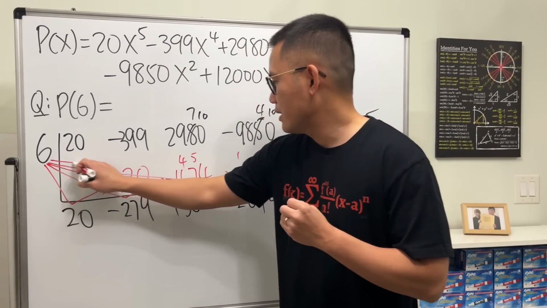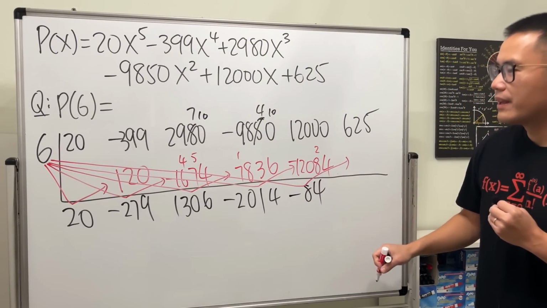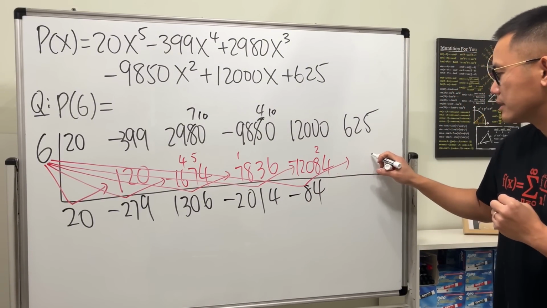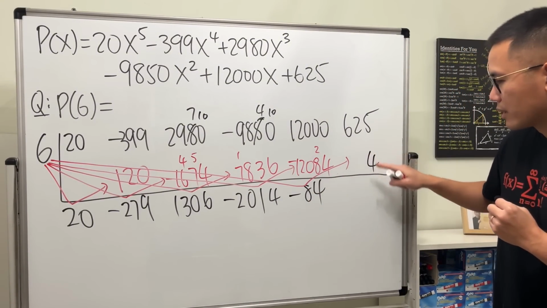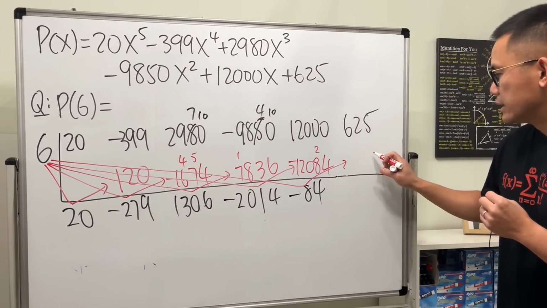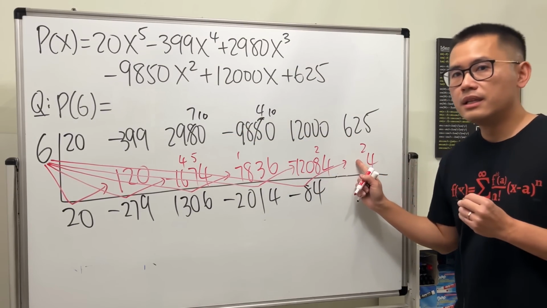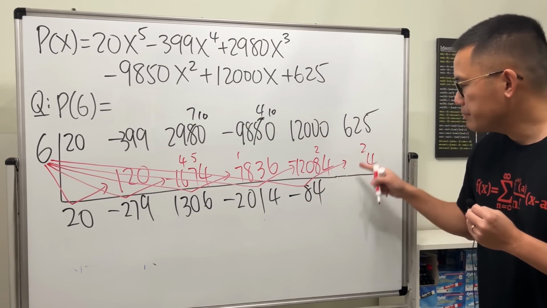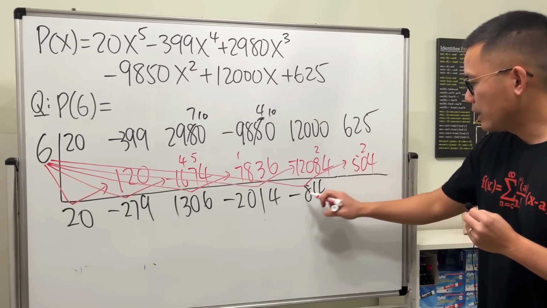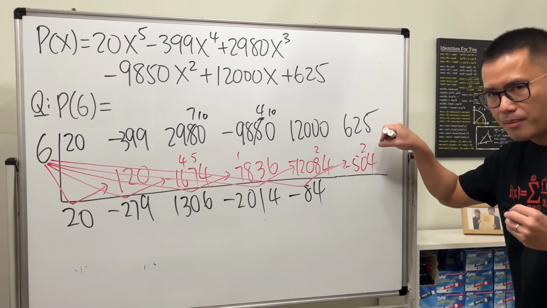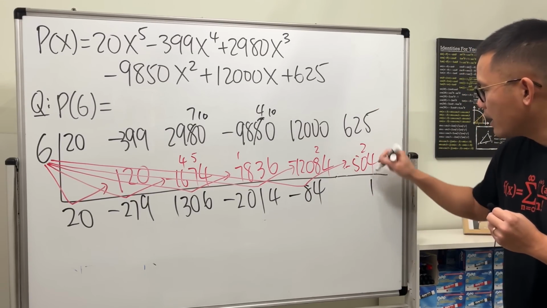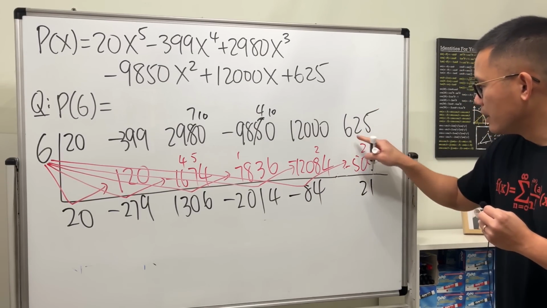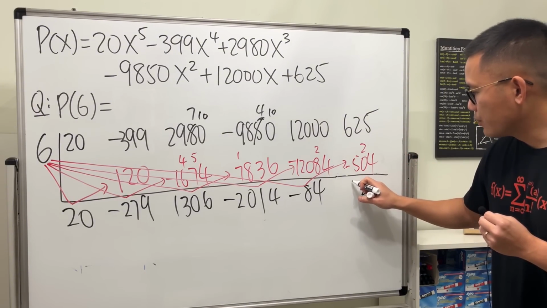Finally, take this times that, put it here. 6 times 4 is 24. Oops, wrong color. 6 times 4 is 24. And then 6 times 8 is 48, plus the 2 is 50. And then we have a negative. Now, combine them. That will give us 1. This and that will give us 2. And then 6 minus 5 is equal to 1.